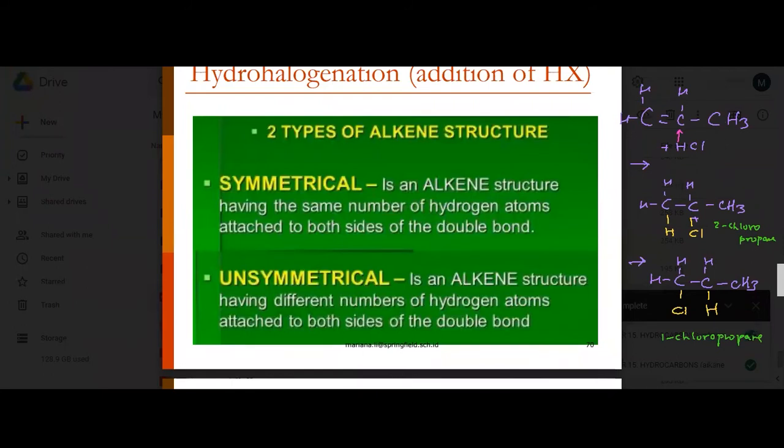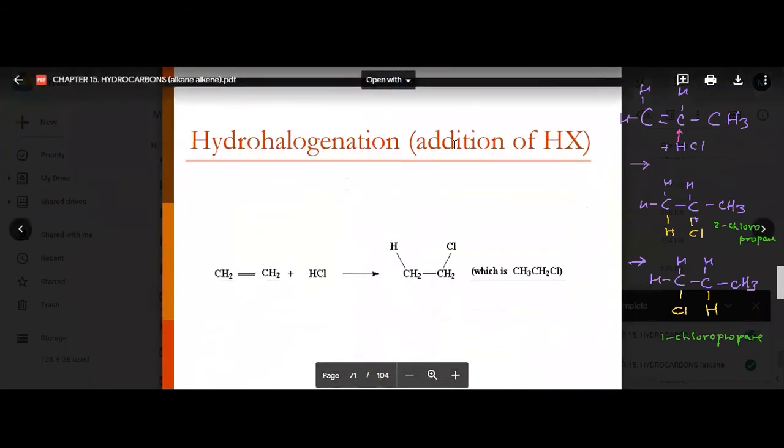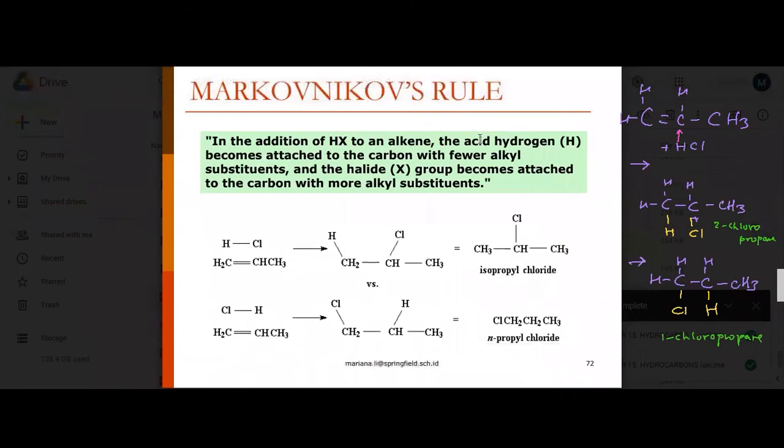Okay, the rule to understand this is called the Markovnikov Rule. In the addition of HX to an alkene, the acid hydrogen becomes attached to the carbon with fewer alkyl substituents, and the halide becomes attached to the carbon with more alkyl substituents. To understand these rules, let's see the intermediate that forms during this electrophilic addition mechanism.